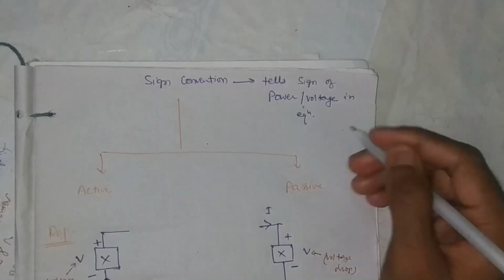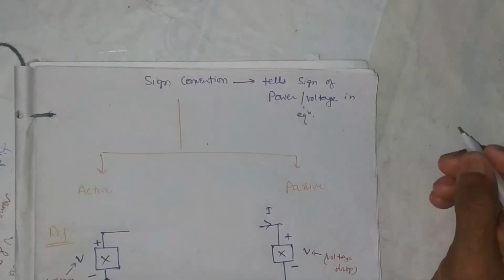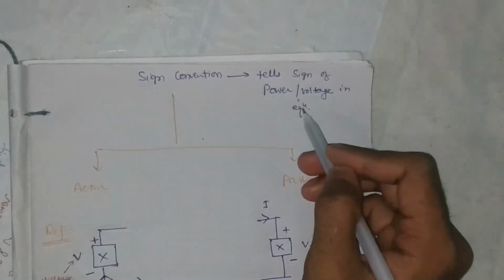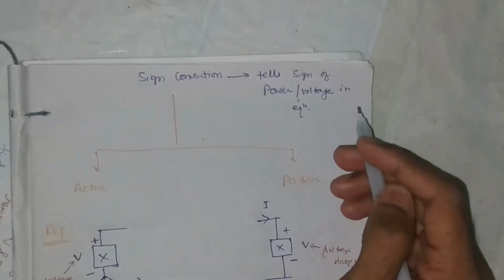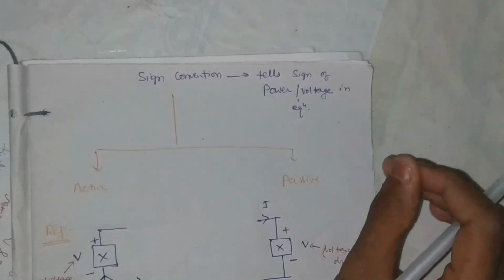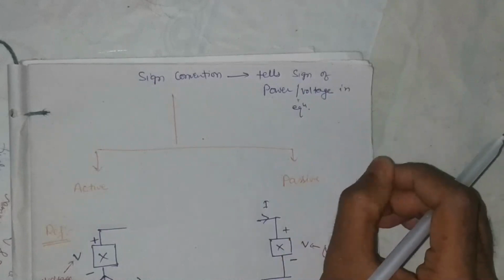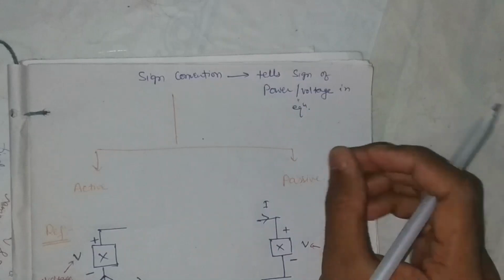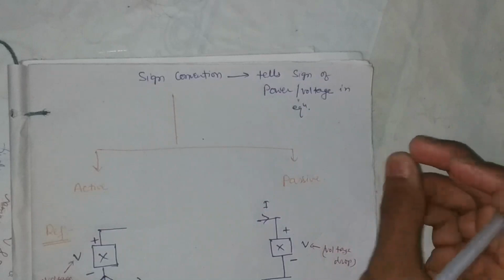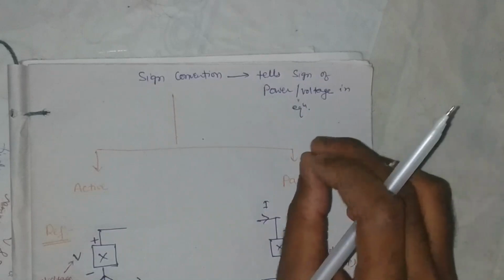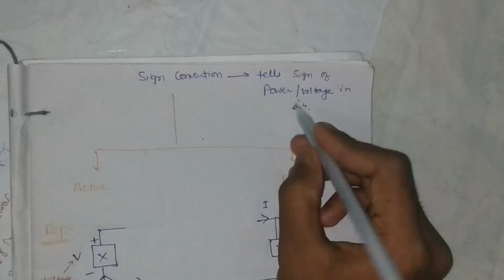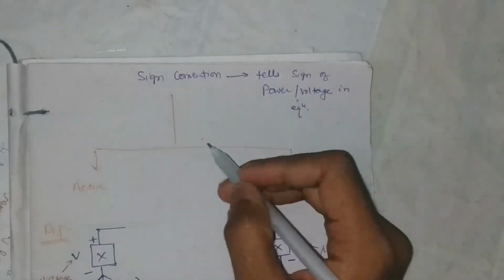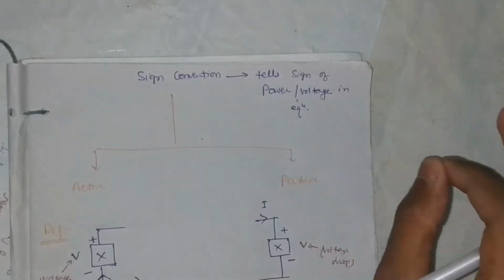So let's start our topic. What is sign convention? Basically, sign convention says that the sign of power or voltage in any equation means: if there is a circuit and you want to write an equation in that circuit, how do you know whether this element is supplying or delivering power, meaning its sign is positive or negative. The same applies to voltage. So there are two conventions that determine the sign of voltage and power.